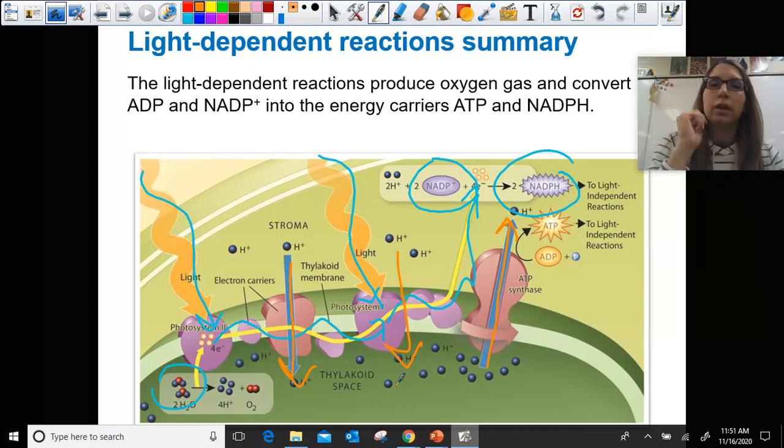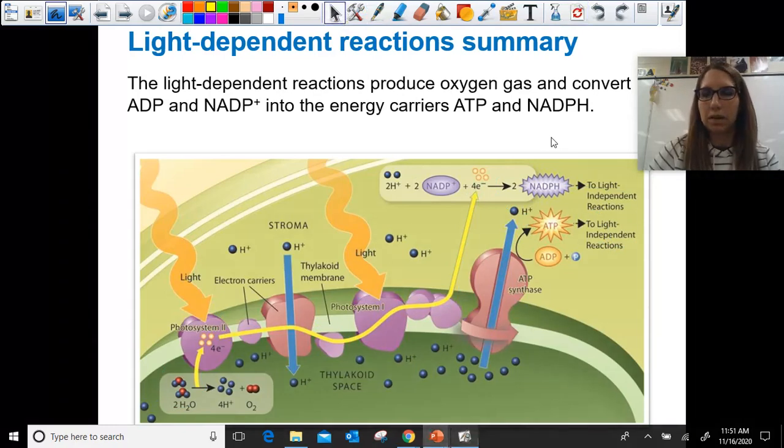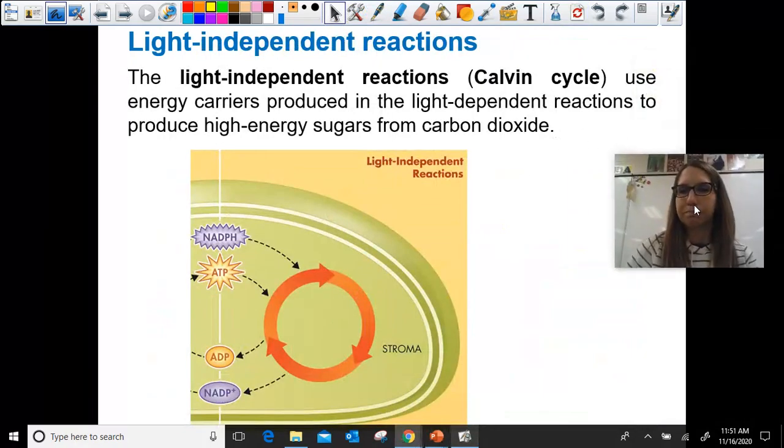So, big picture ideas. First stage: absorbs sunlight, splits water, releases oxygen, and creates energy carriers. Again, that's NADPH over here and ATP over here. And notice both of these go on to the light independent reactions, which again are going to be happening out in the stroma.